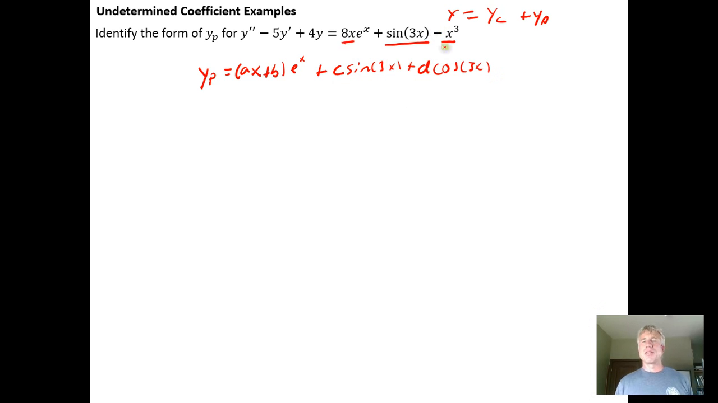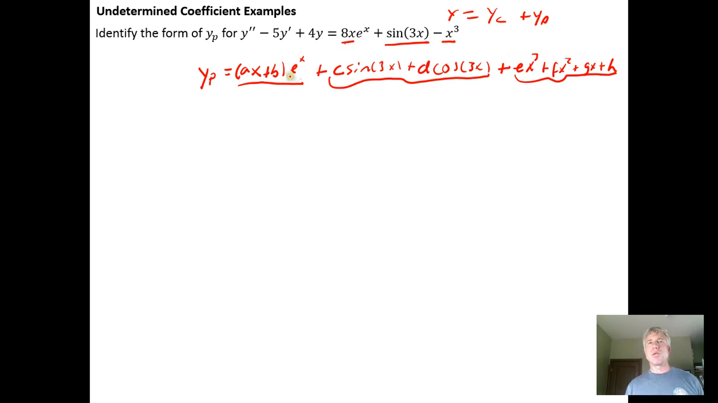And now I have a third degree polynomial here. So I'm going to go plus, now I need to guess, that's a second degree polynomial, I need to guess a third degree. So it'd be ex cubed plus fx squared plus gx plus h. So we have a third degree polynomial guess. We have a linear combination of the sine and cosine function as a guess. And we have a first degree polynomial times e to the x.